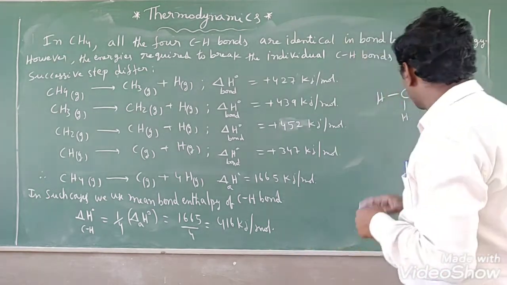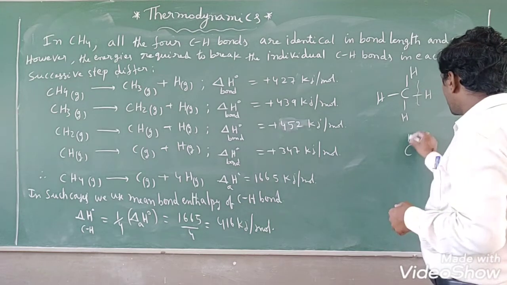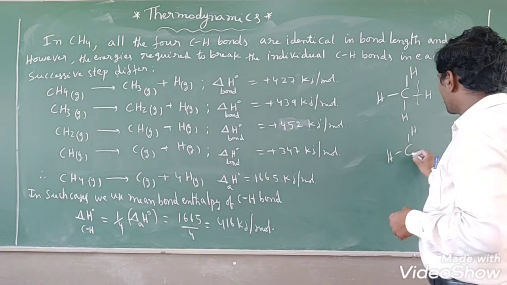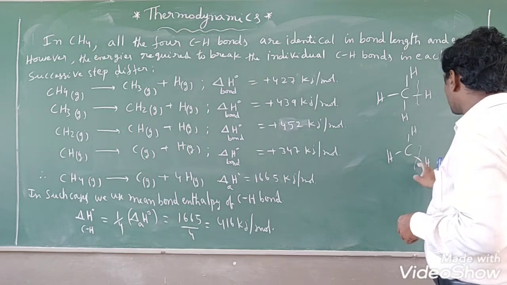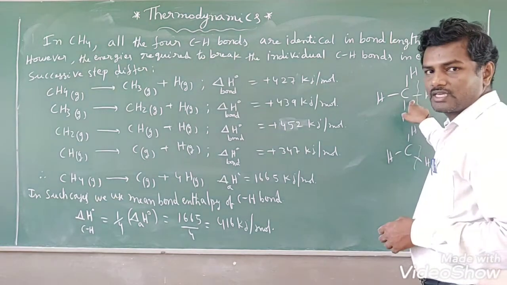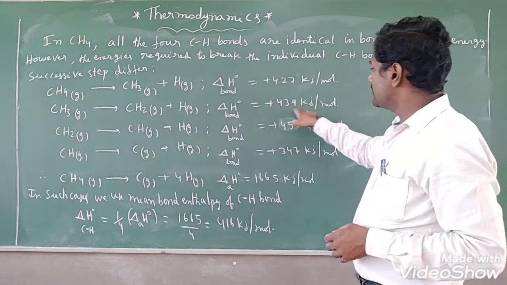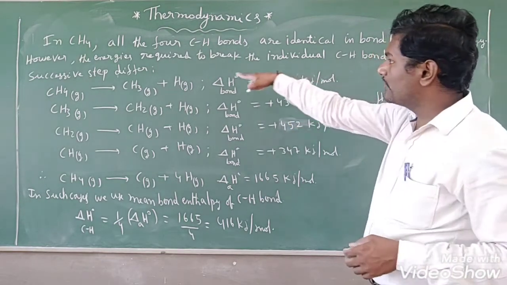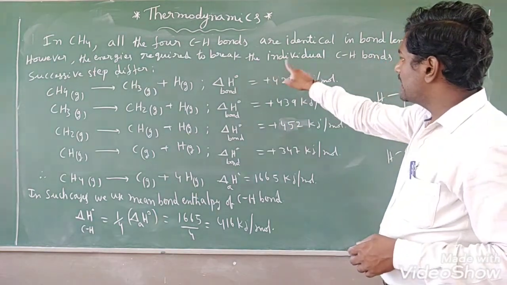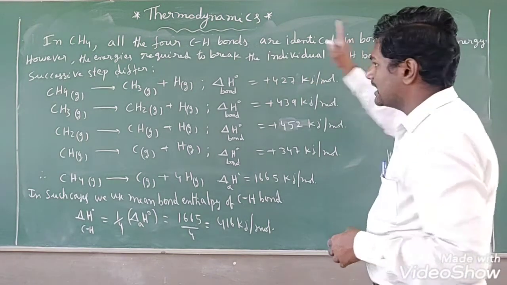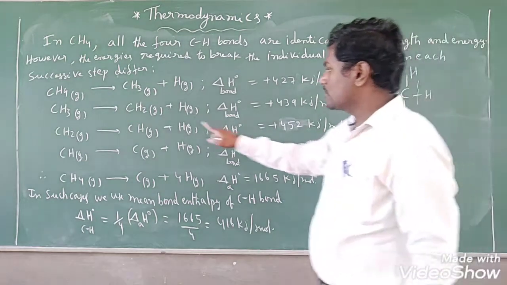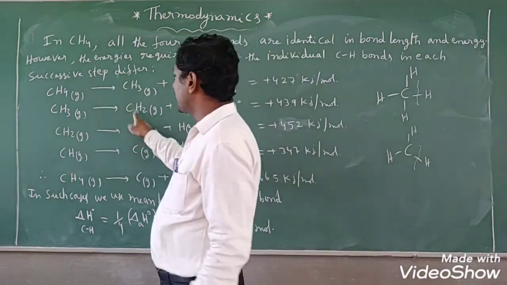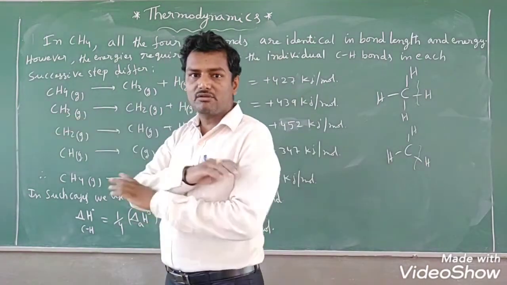So that's why, if you want to break the bond in the CH3 molecule, this energy is not at all equal to this energy. It will vary. So what is the energy? 439. That's why I told you very clearly that the energy required to break individual CH bonds in each successive step differs like this, right? So the CH2 chemical environment and the CH3 chemical environment are not at all the same.